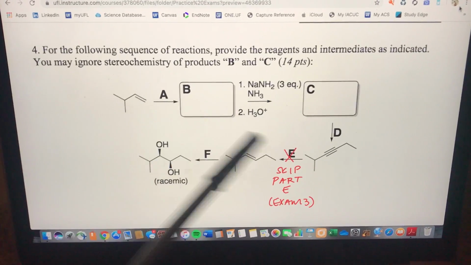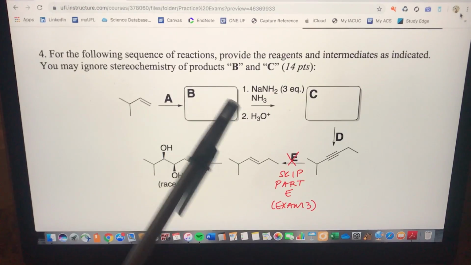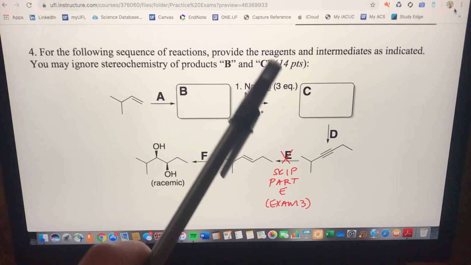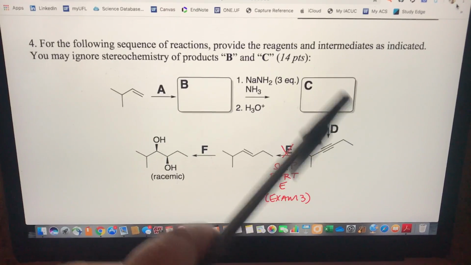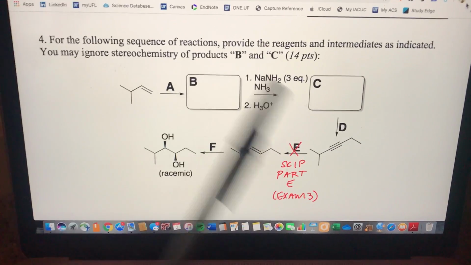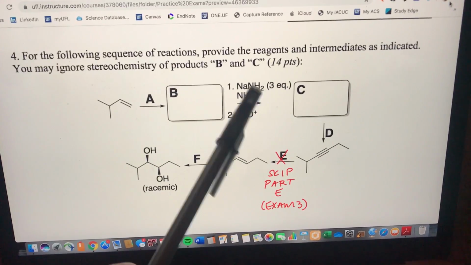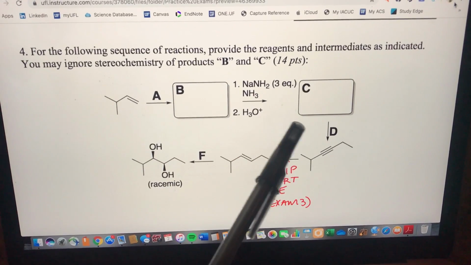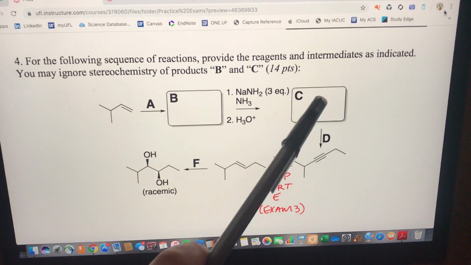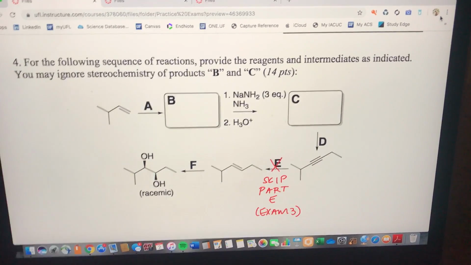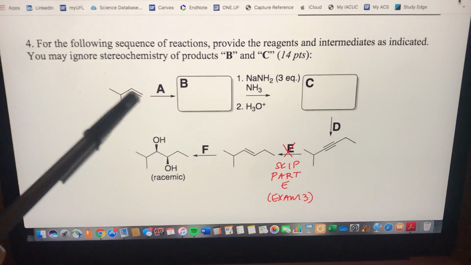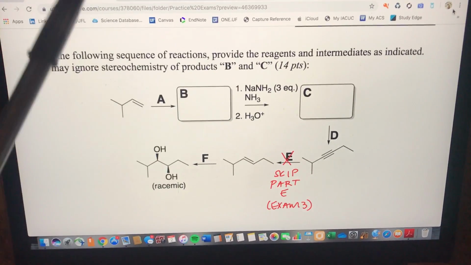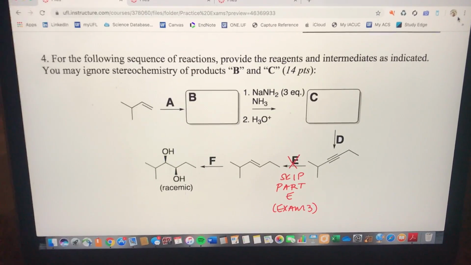This reagent combination shows us that there's going to be a terminal alkyne. You can see there's some sort of alkyne, probably through deductive reasoning, but if we have 3 equivalents of sodium amide and some sort of water workup, we know we're going to have a terminal alkyne in here. That's really helpful. So essentially what this whole A to C is, is creating a terminal alkyne from an alkene.